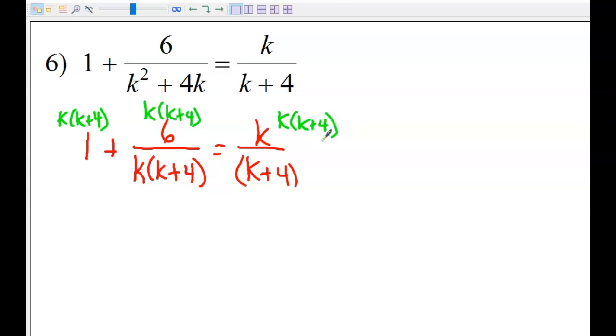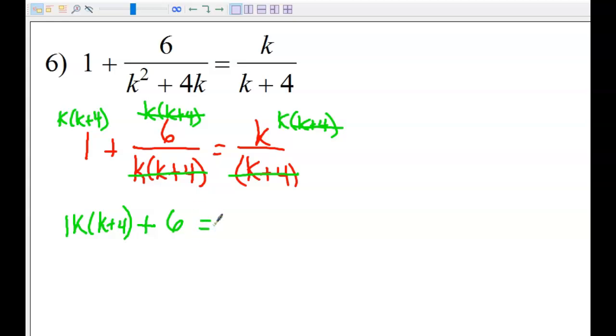Cancel stuff out. Now over here nothing cancels. Here those all cancel out. On this one just the k plus 4 cancels out. So what am I left with then? I've got a 1, I've got a k, and then I've got a k plus 4. Plus 6 is all that's left from that middle one.